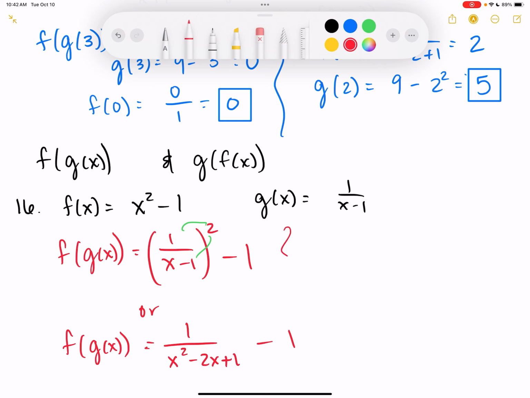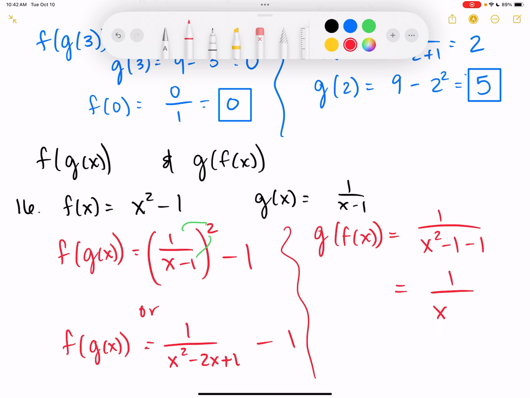All right, and then for g of f of x, basically same thing, just reversed. So anywhere I see an x in g of x, I'm putting the entire function of f of x. So this is going to be 1 over x squared minus 1, and then minus 1 from here. So then combine just to simplify it. So this is going to be 1 over x squared minus 2. And then that would be how you would leave that one.